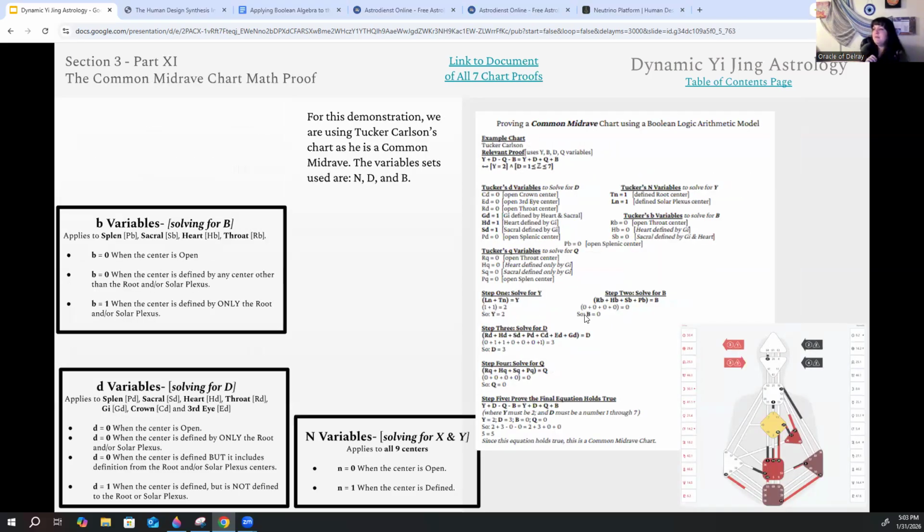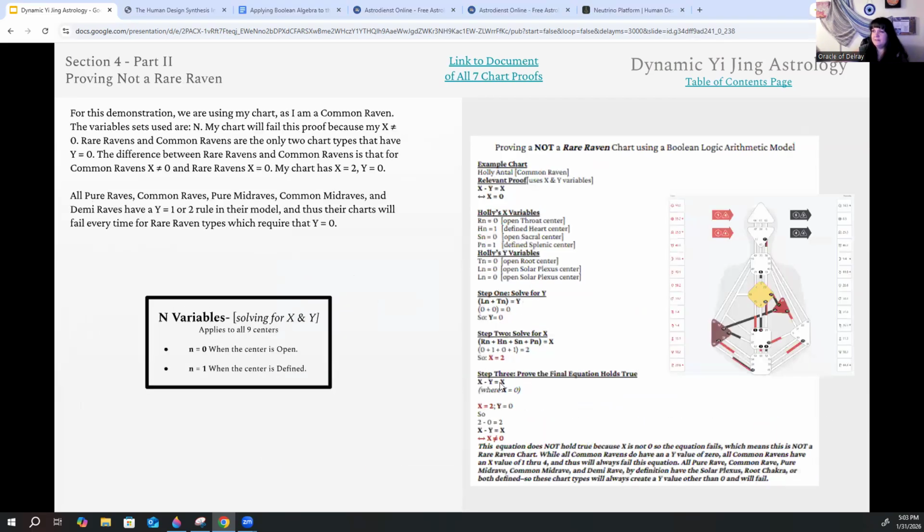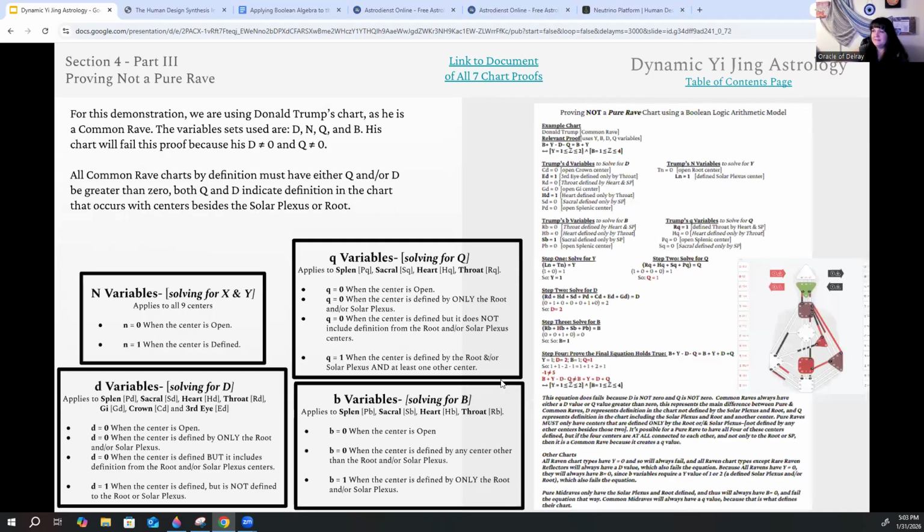And then this is a common mid-wave, where these two are connected only to each other, but then there's any type of definition going on in the chart. Only charts that fit that criteria will pass this equation, such as Mr. Carlson here. And I already went over how these fail in various ways.